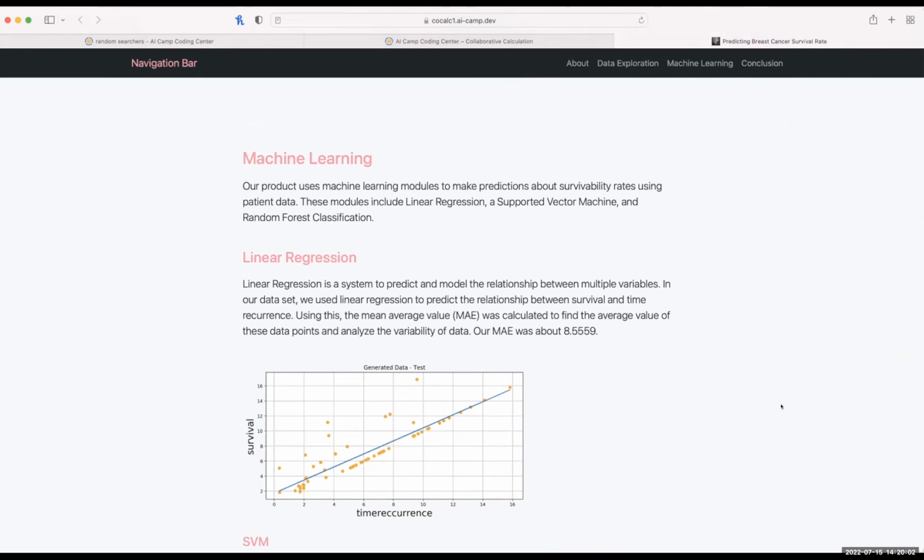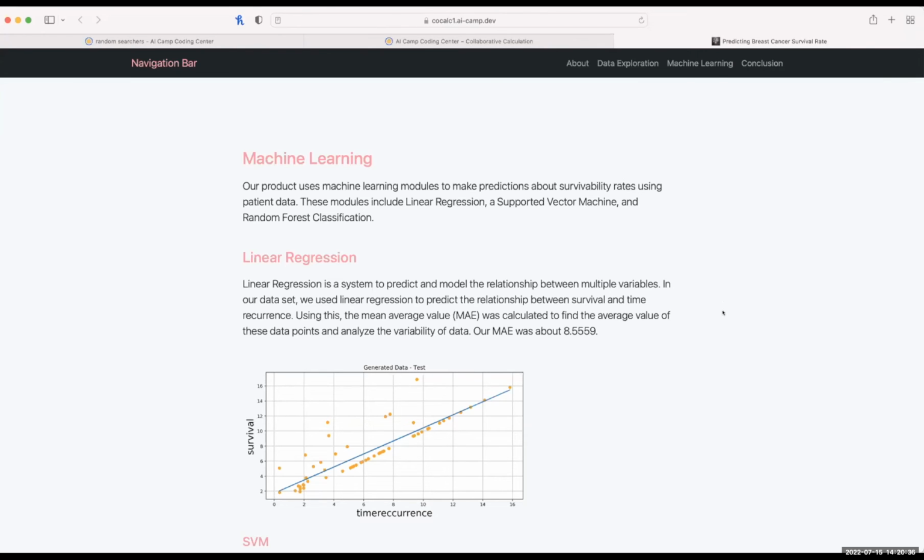So for our project, since we're trying to predict rates for breast cancer, we used machine learning models to make predictions of survivability rates using patient data, and these included linear regression, support vector machine, and random forest classification. Linear regression is a system to predict the model and relationship between multiple variables, which in this case is the survival rate and the time recurrence, and it makes a prediction with a line.